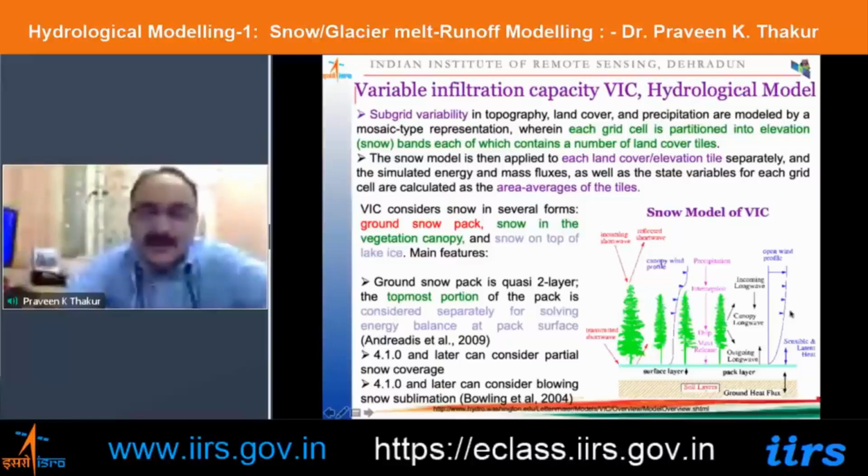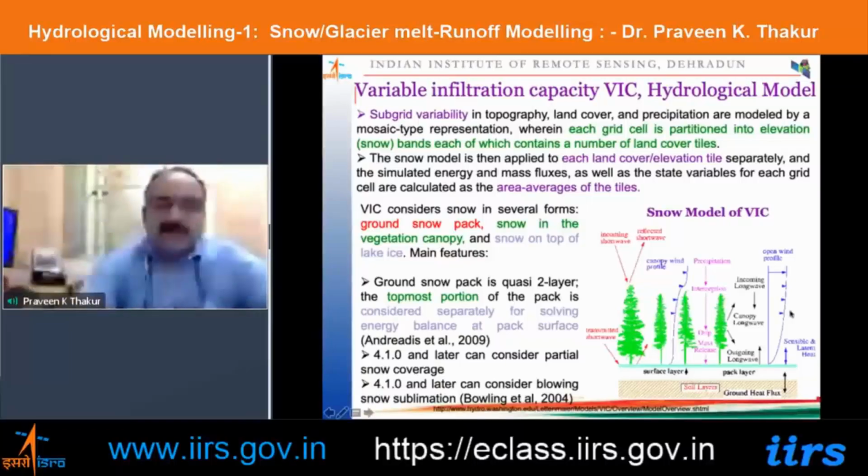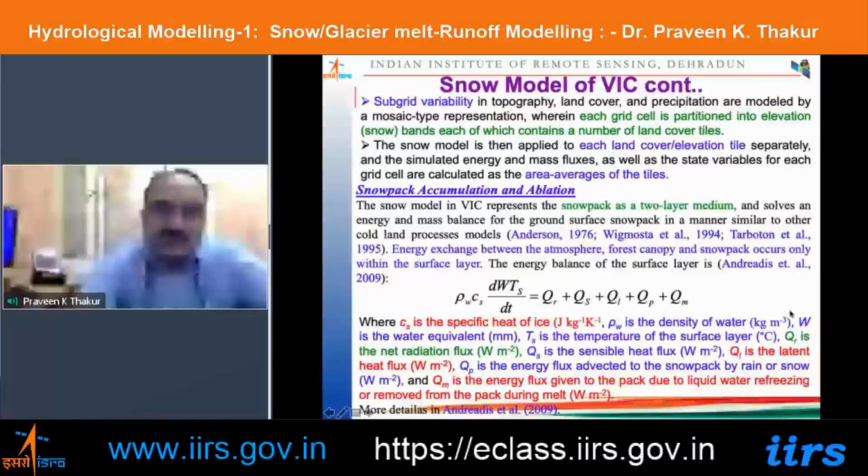So basically, this is the fundamental equation for the snow melt runoff. This is what we call the energy balance of the surface layer, and it is considering a two-layer model. In this one, energy exchange takes place between the atmosphere, forest canopy, and snowpack only at the surface layer. So the energy balance of the surface layer is represented by this equation.